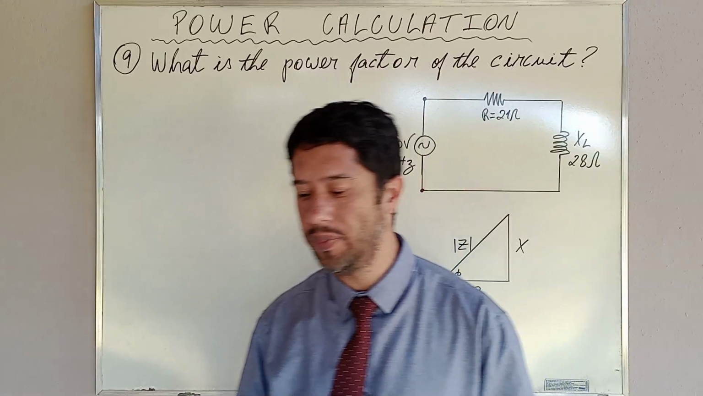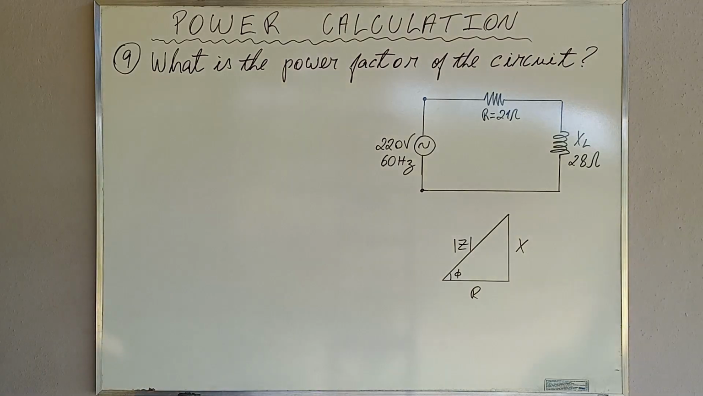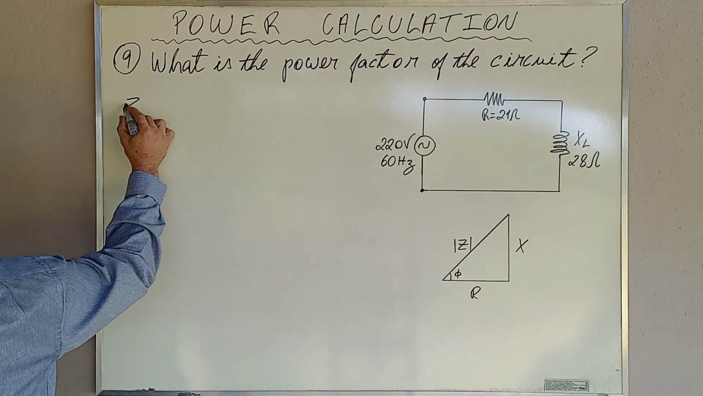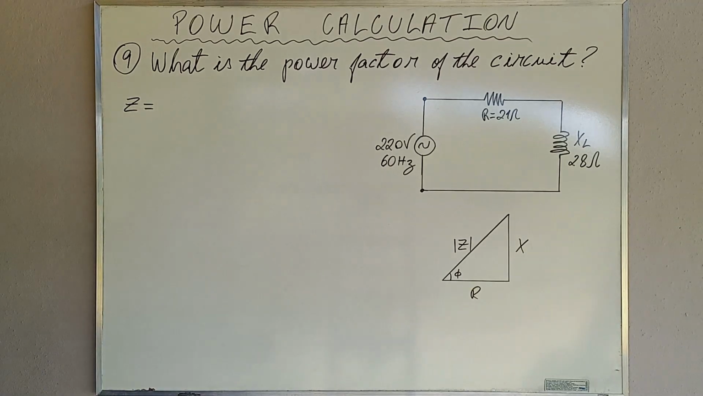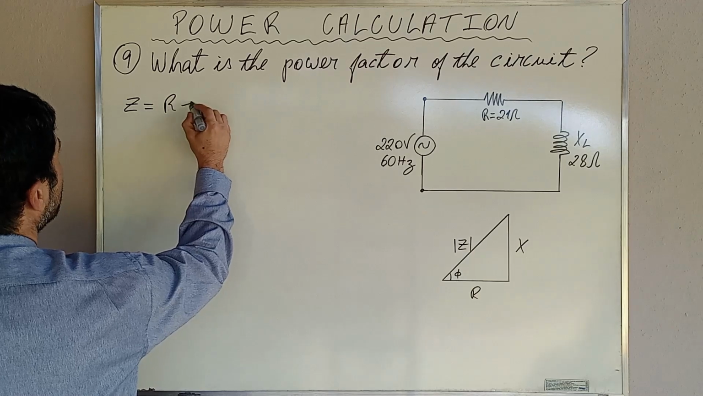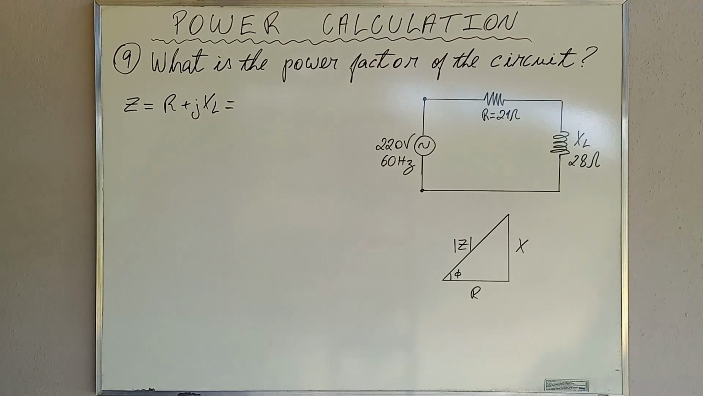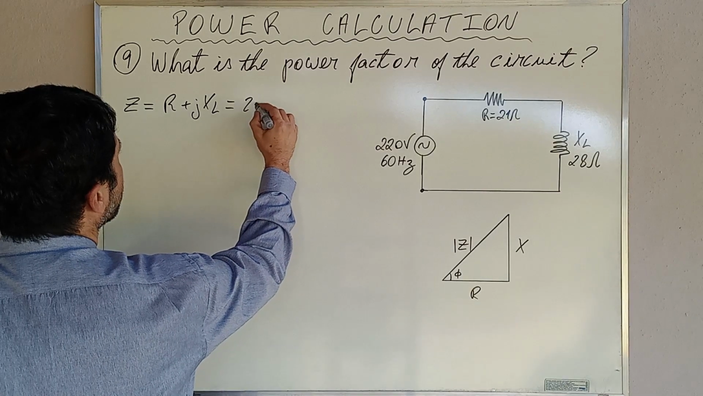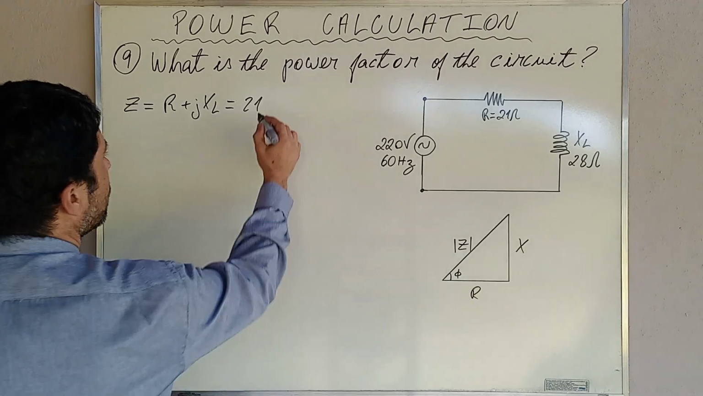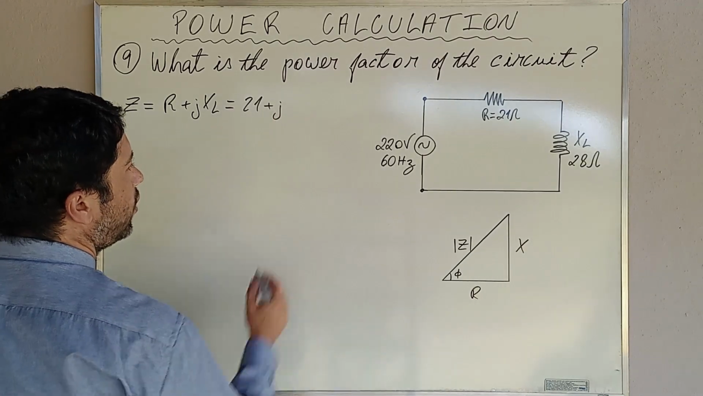Exercise number 9. What is the power factor of the circuit of the figure? This is the question. Let's go to the solution. Note that the complex impedance of the circuit Z is equal to R plus jXL. R is 21 and XL is 28.